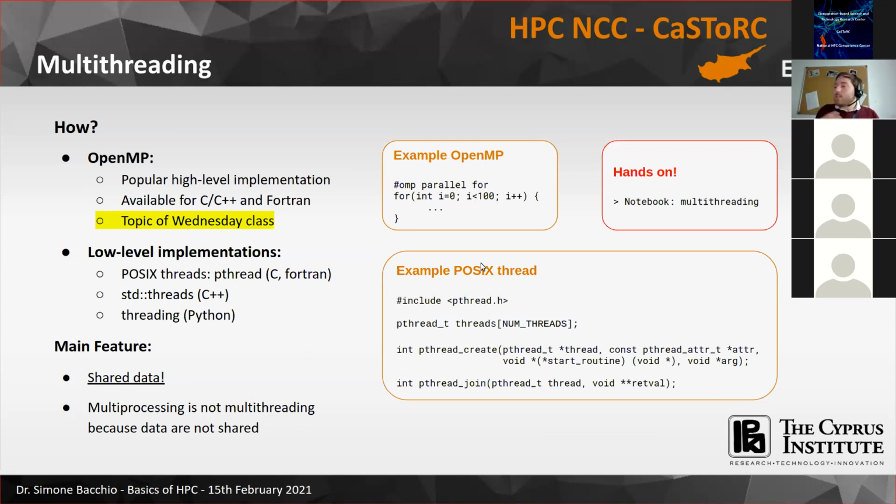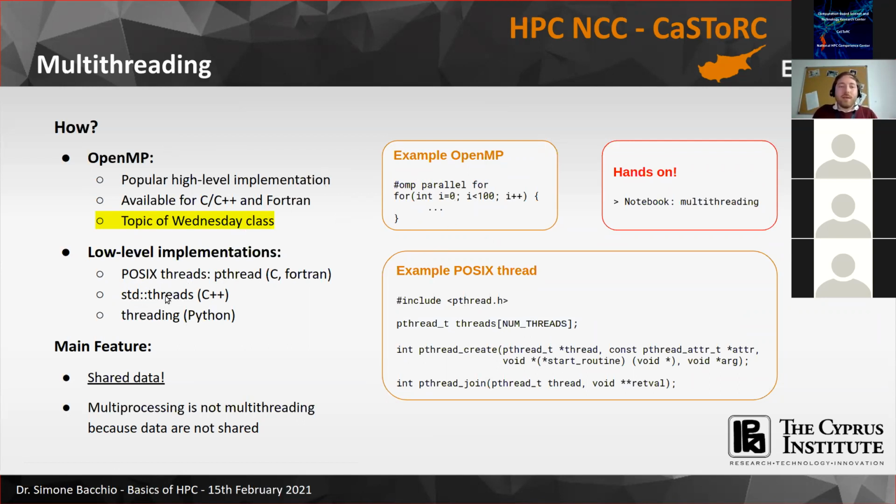This, of course, requires that an iteration does not depend on the previous one. This is, for instance, a memory access like I was doing before with addition. So there is this condition that an operation should not depend on the previous. There are low-level implementations available like POSIX threads, standard threads, or threading, but these are not the suggested way to do multi-threading. With those, you're manually creating a thread, telling it what to do, and then waiting for the result. Here, OpenMP will do it for you.